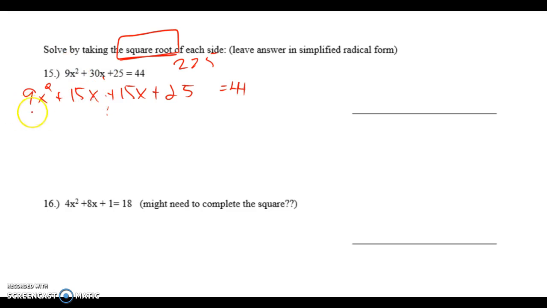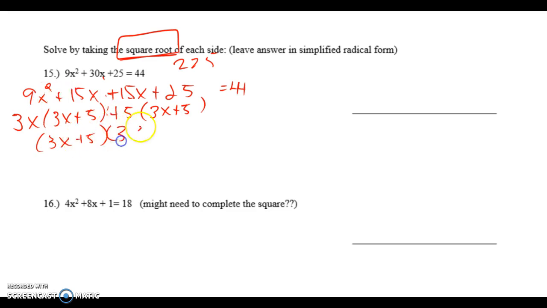Factoring by grouping, I can pull out a 3 and an x. I'm left with a 3x plus 5. Over here, I can pull out a 5, left with 3x plus 5. Notice, 3x plus 5, 3x plus 5 equals 44. So we are now at this 3x plus 5 squared equals 44.